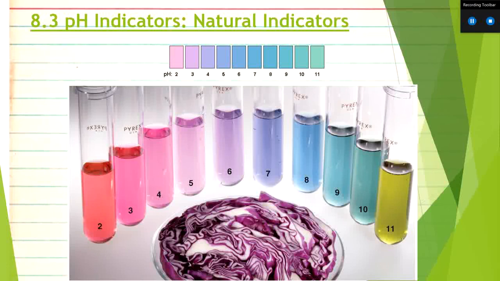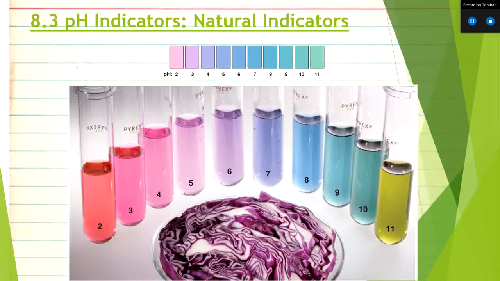You can also have natural indicators. So a great natural indicator is actually red cabbage. If you take red cabbage, put it in a pot with water and boil it, you can extract the pigment out of it. And that pigment, putting it into different solutions, actually causes it to change color based on the pH. So we can see here that it goes from a reddish color through the pinks and then into a green color when it becomes strongly basic. So a lot of foods that we eat have natural indicators in them.